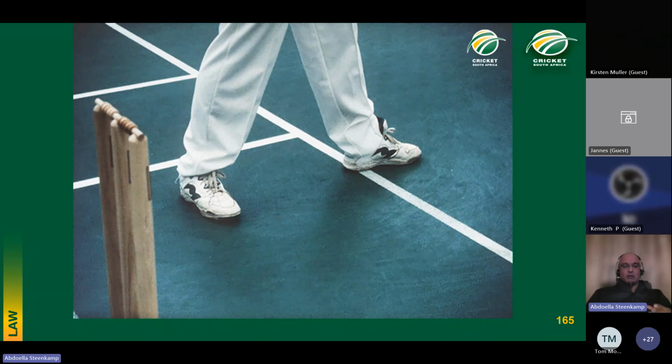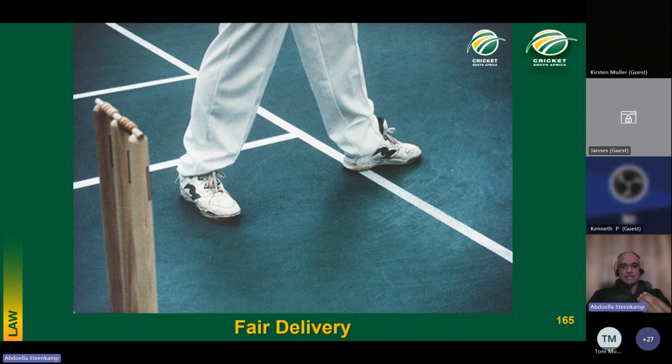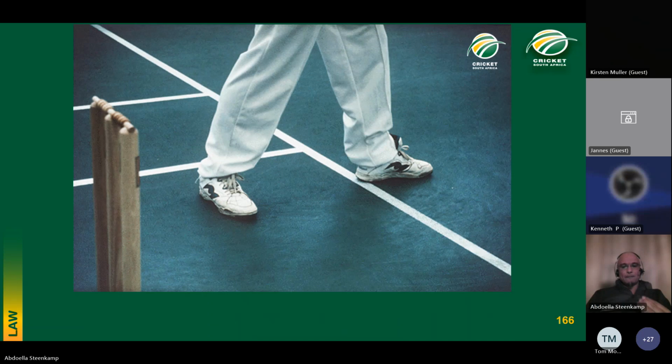Let's start with the back foot now. Any part of the back foot touching the return crease? No, so we're happy with the back foot. Front foot, any part of the front foot, whether grounded or raised, behind the back edge of the popping crease? Yes, there is still a small portion of the front foot behind the back edge of the popping crease. So this is a fair delivery.